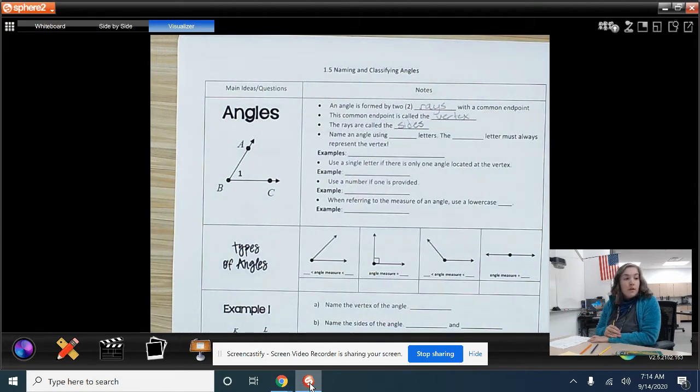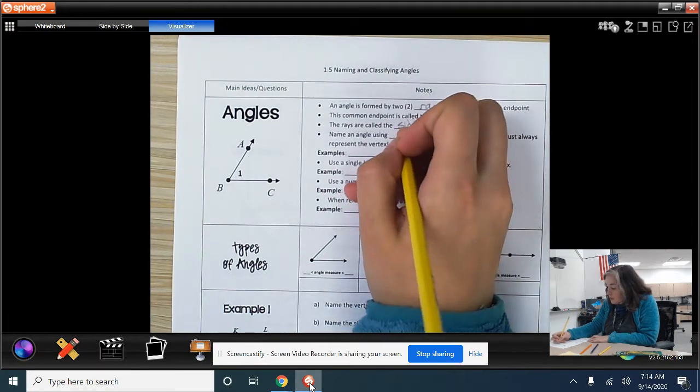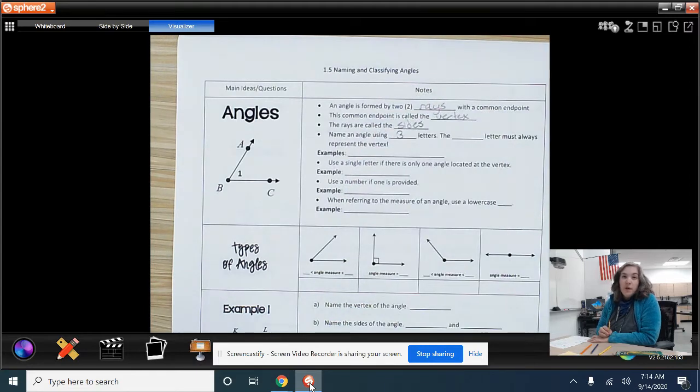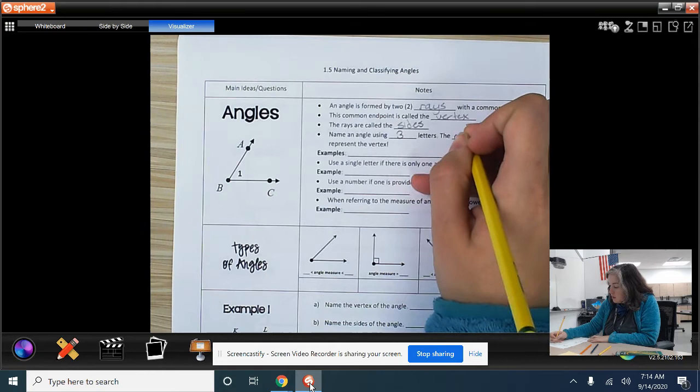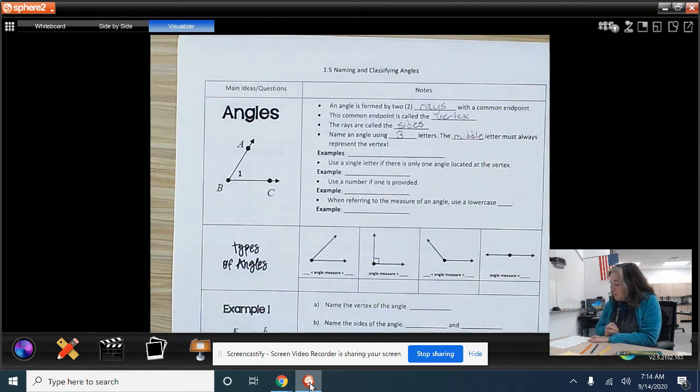We name an angle using three letters or 3 points, right? Because we know the letters really mean points. The middle letter must always represent the vertex. Always. So some examples of this.